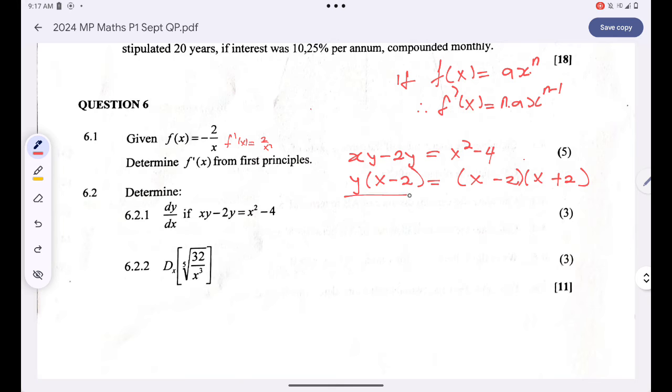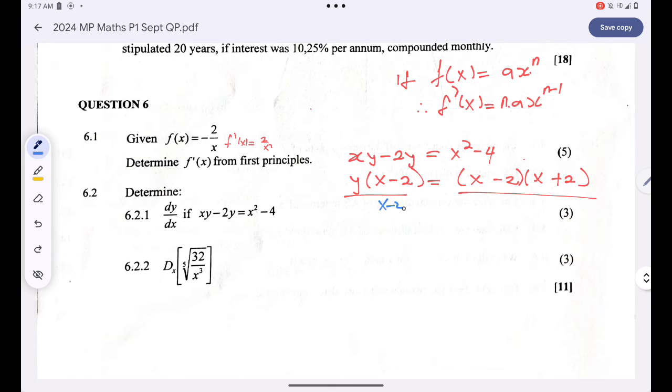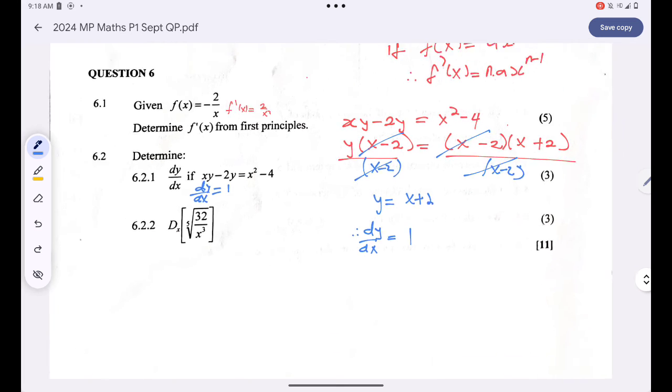I can divide both sides by x minus 2. If I divide both sides by x minus 2, this will cancel that, and these two will also cancel, and then y is just equal to x plus 2. Therefore, the derivative of y with respect to x is just equal to 1, because the derivative of x is just 1 and the derivative of a constant is 0. So dy over dx is equal to 1.